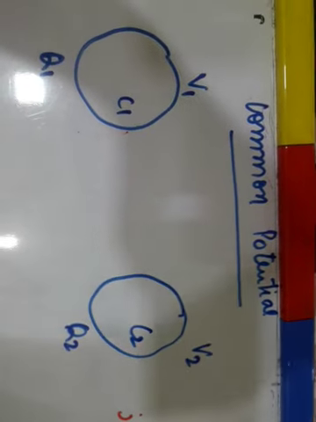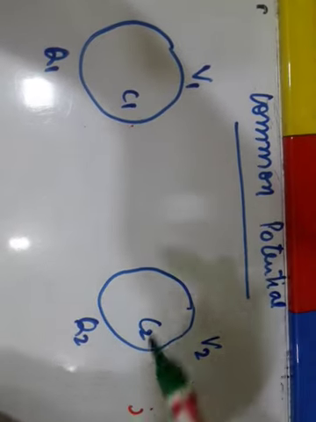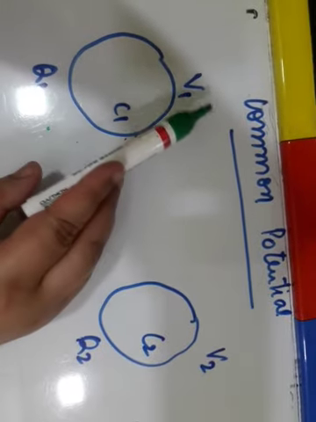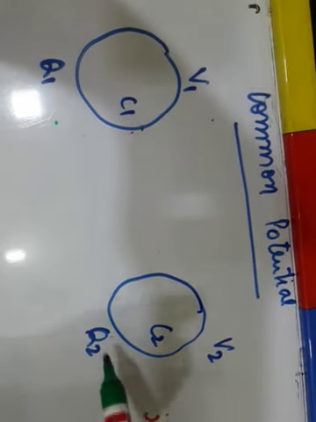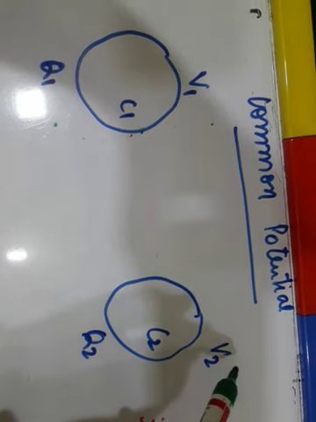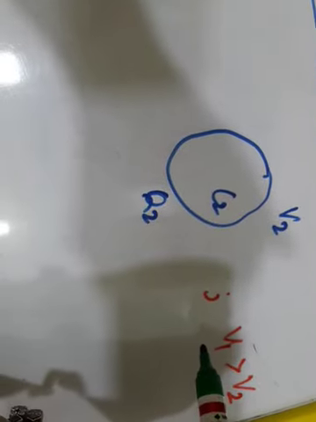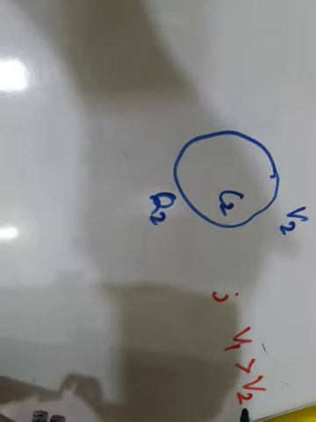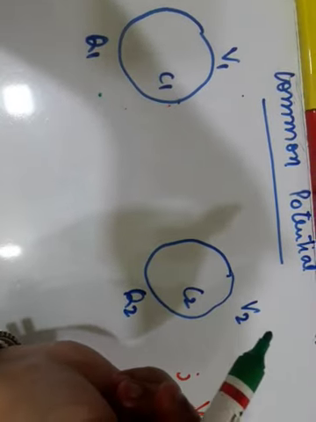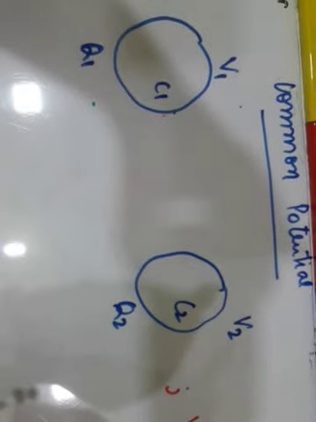Okay, to understand the concept of common potential, I have taken 2 bodies with charge Q1, capacitance C1 and potential V1. Another body of charge Q2, capacitance C2 and potential V2. ठीक है. So I have imagined that the potential of first body is greater than second, V1 is greater than second. Equal तो है नहीं, obviously एक बड़ा होगा एक लेस होगा, तो हमने बड़ा किसको सपोज कर लिया, फर्स्ट के पोटेंशियल को, ठीक है.